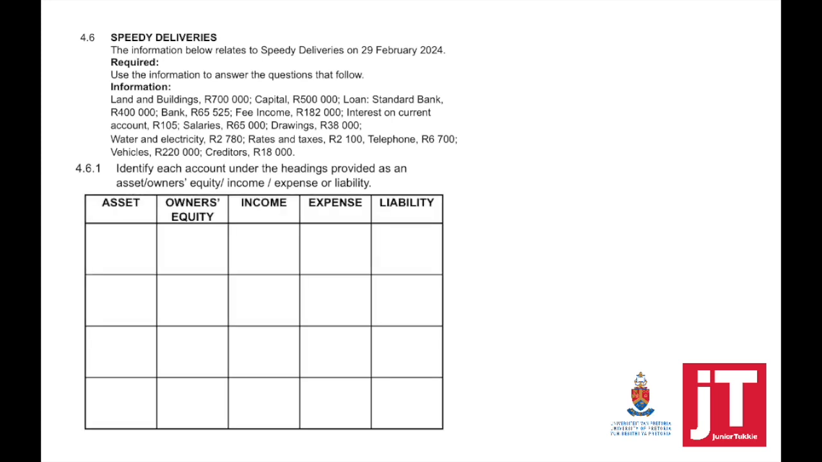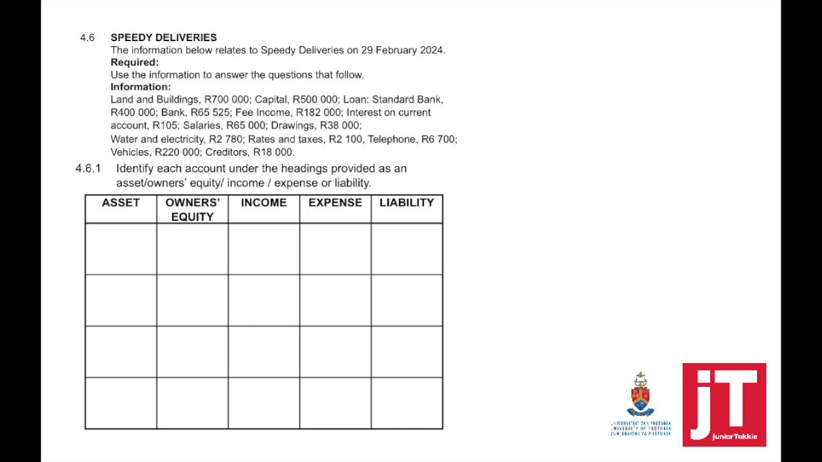So 4.6, it says, the information below relates to Speedy Deliveries on 29 February 2024. Required? Use the information to answer the question that follows. So if we've got our information, you will see that there's a list of accounts with amounts. And now they've asked us, identify each account under the headings provided as an asset, owner's equity, income, expense, or liability. So if we look at this now, and we sort this out, we're going to start with our assets.